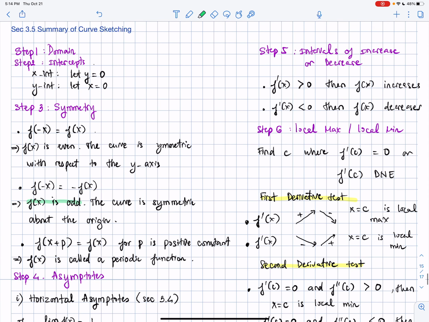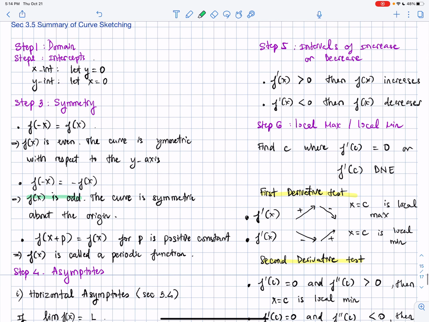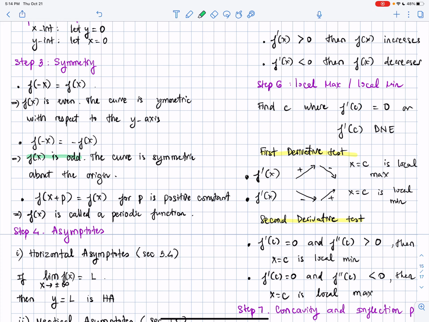Step number 5, we find the intervals of increasing or decreasing. If f prime is greater than 0, then f of x is increasing, and if f prime is less than 0, then f of x is decreasing. Step number 6, from the increasing and decreasing, we can find the local maximum or the local minimum.